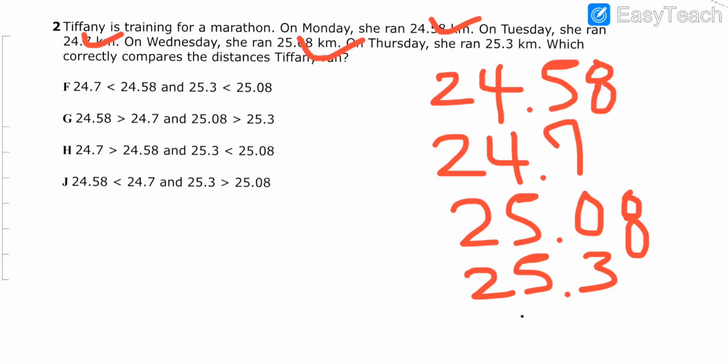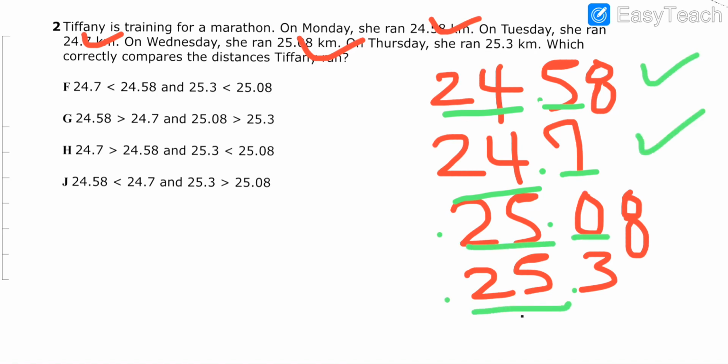They're not asking you to do any particular order from least to greatest, but actually, if you look at these, they're already in order from least to greatest. 24 and 24 are smaller than 25 and 25. And if you look here, 5 is smaller than 7. So these are in order. And then we have 25, 25. 0 is smaller than the 3. So these are in order.